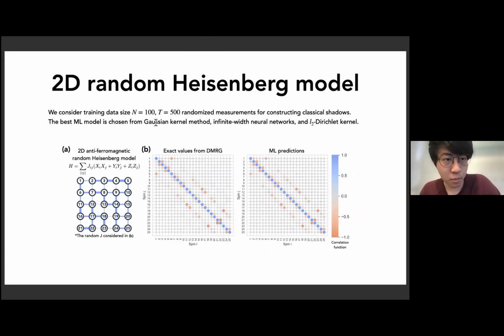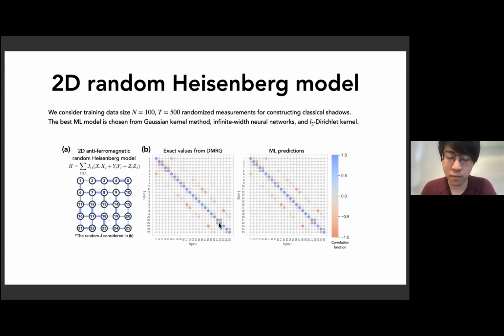In a second example, we look at a two-dimensional system. Here we have a 2D anti-ferromagnetic random Heisenberg model where all the interactions Jij are randomized. Basically, the goal of the machine learning model is that, given a new set of Jij, predict the ground state. We consider a training data of 100. For each of them, we perform 500 randomized measurements to construct classical shadow. And similar to before, we choose the best ML model from this set.